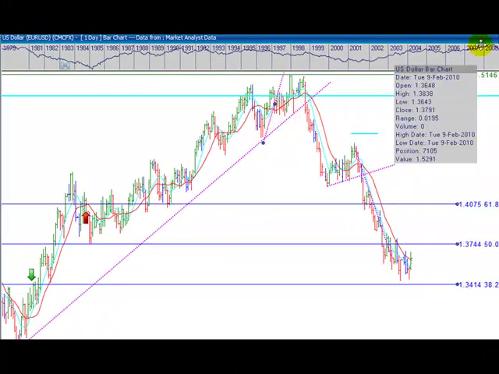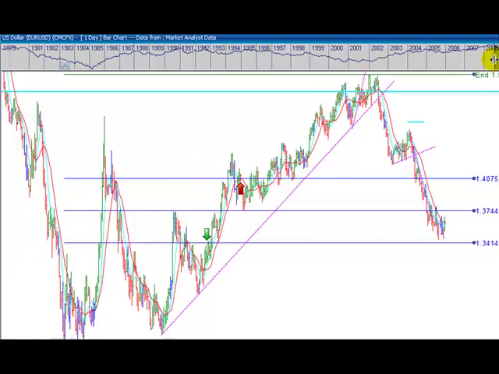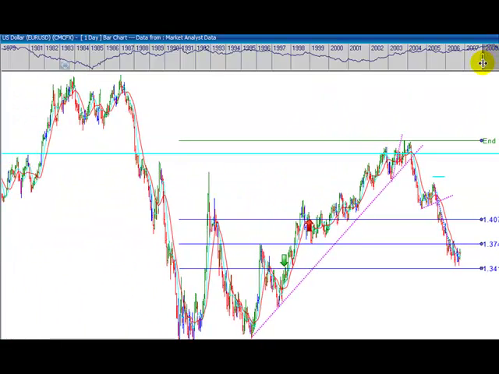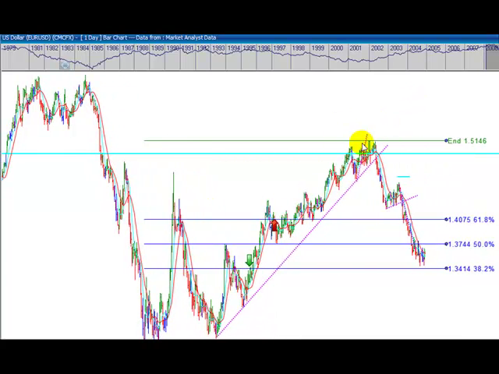So pretty much what we were looking at here with the euro is just a new entry for this market. We've had a really significant rise up and then a very rapid decline in a short amount of time.